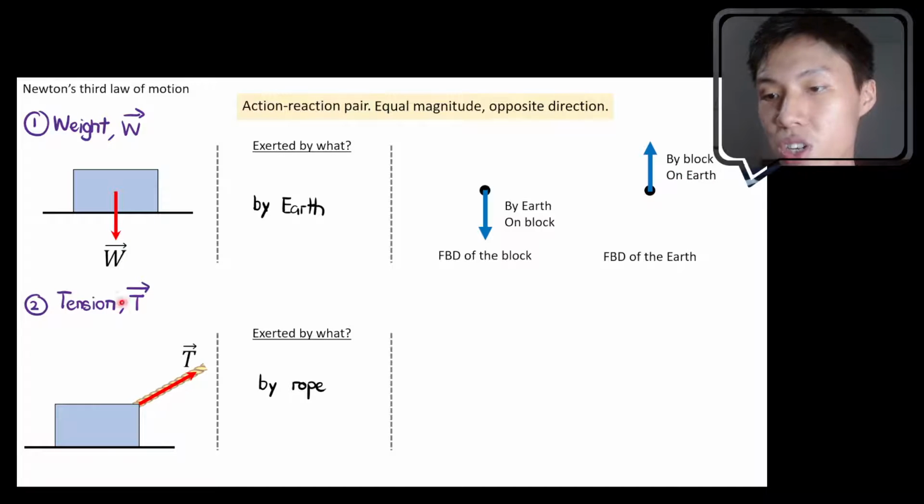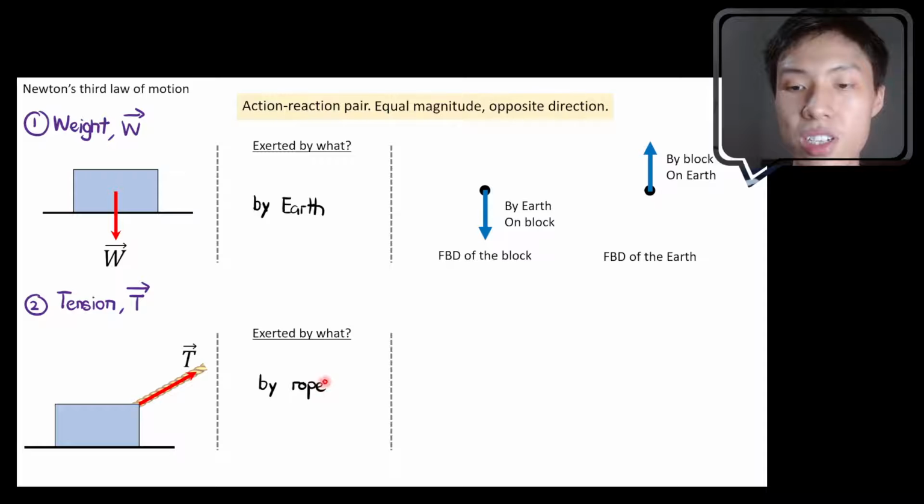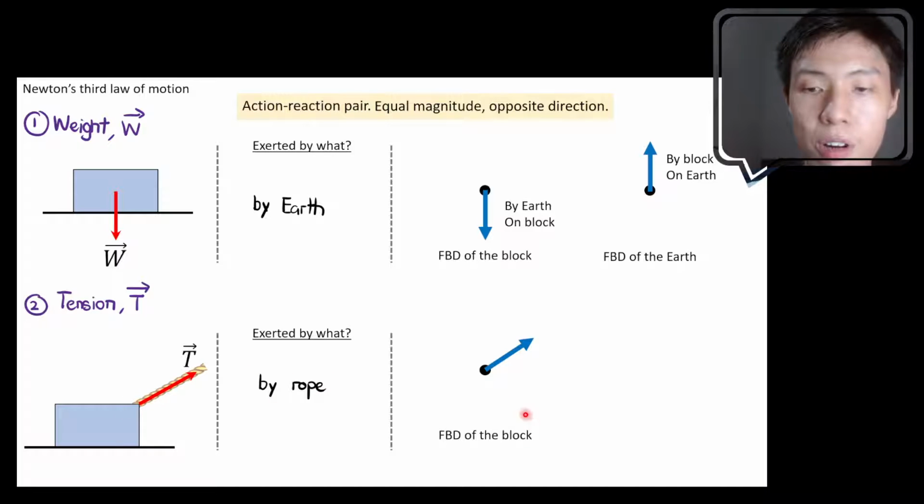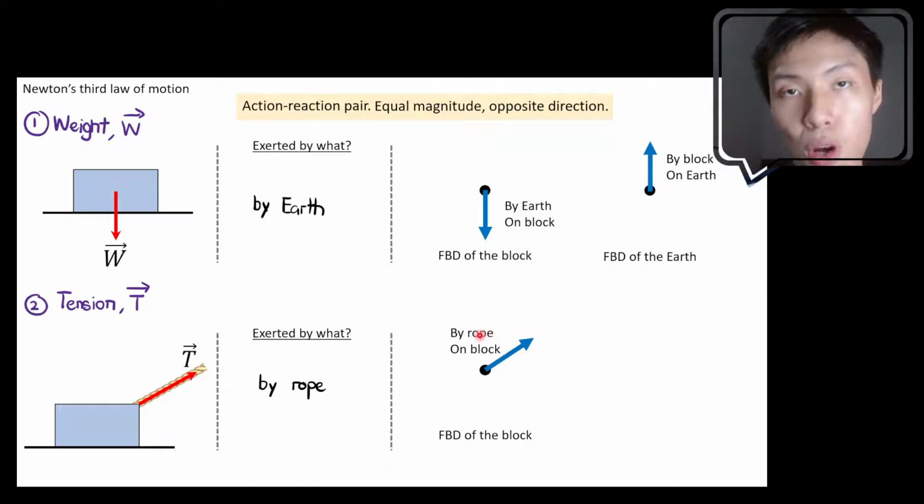Okay, next situation, we talk about tension. So tension is exerted by the rope on the block. If you draw the free body diagram of the block, you should have a tension which is along the rope but away from the object, something like this, right? So this force is exerted by the rope on the block.